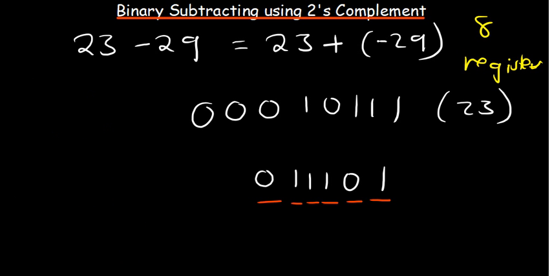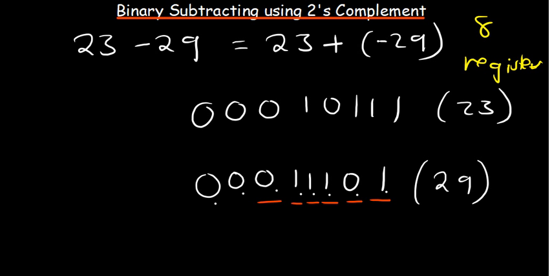Now we need to make it 8. But before that, remember this is our positive 29, so we're not interested in the 29. We're interested in presenting our negative value. So let me add 2 zeros here to make it 8. So 1, 2, 3, 4, 5, 6, 7, 8, right? So we have our 29 presented as 8 registers.